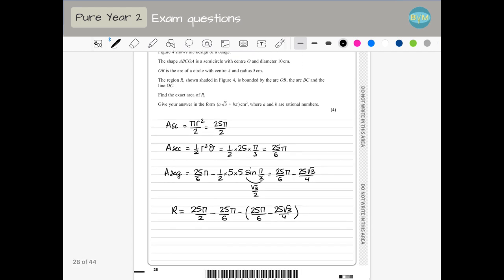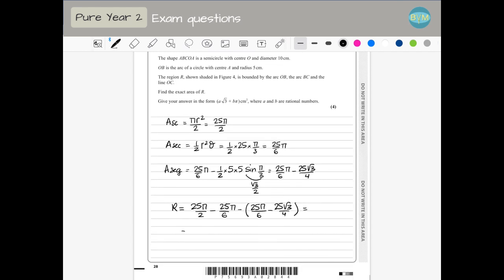Just be careful with the calculator, or do it by hand if you prefer. We have 25/4 √3 plus 25/6 pi, which is what they are asking us: a√3 plus b pi, where a and b are rational numbers, which is what I have. And that's all for this question.